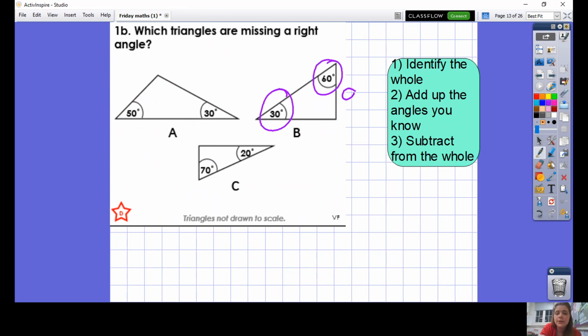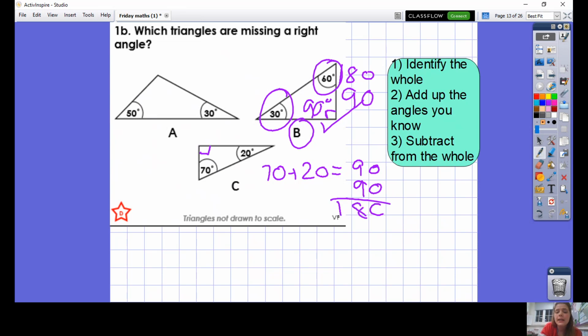Okay, 30 add 60 is equal to 90 degrees. What do I add to 90 to make 180? Or what's 180 take away 90? You're right, it's 90 degrees. Triangle B was missing a right angle. Let's try question C then. 70 add 20 is equal to 90. So once again, I'm left deciding, do I add 90 and 90 together to make 180? Yes, I do. Triangle C was also missing 90 degrees.